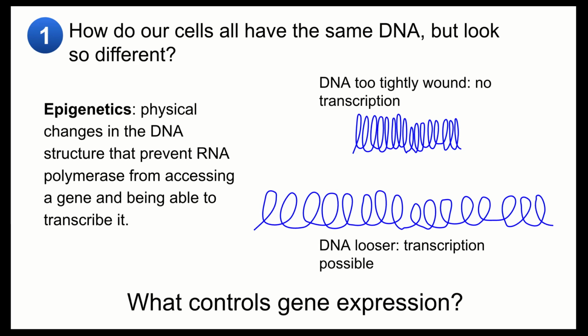On the top, I've got DNA that's too tightly wound. It's so tightly wound and curled up that RNA polymerase, which we need to rewrite or transcribe the DNA into RNA, it's just too tight. RNA polymerase cannot get in to transcribe the gene. On the bottom, I've got DNA that's much looser, and RNA polymerase can easily get in between those spirals and can transcribe a gene. And so the DNA on the bottom is a gene where transcription would be possible, and so we could express that gene. The gene on the top is one that would be repressed.